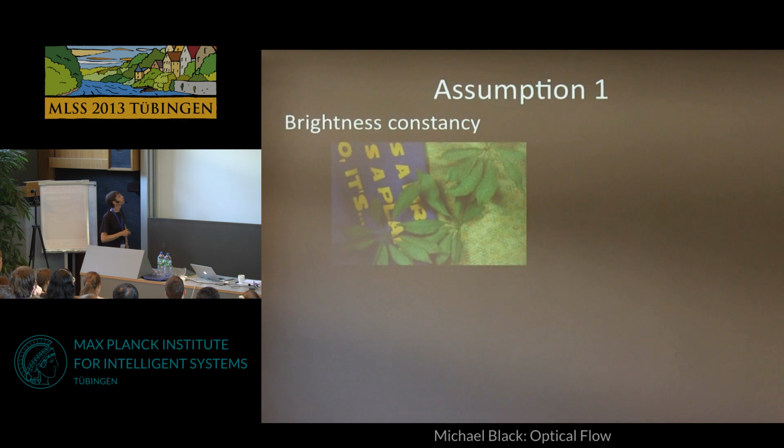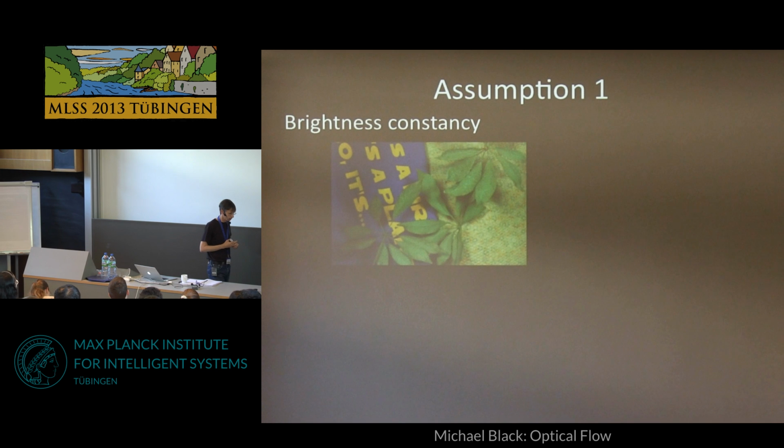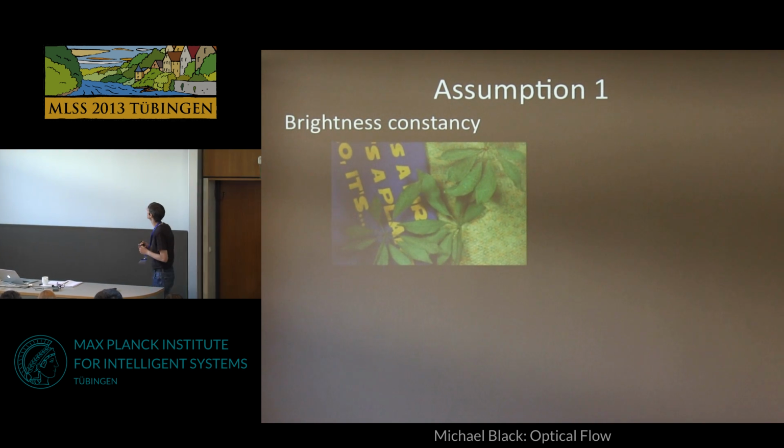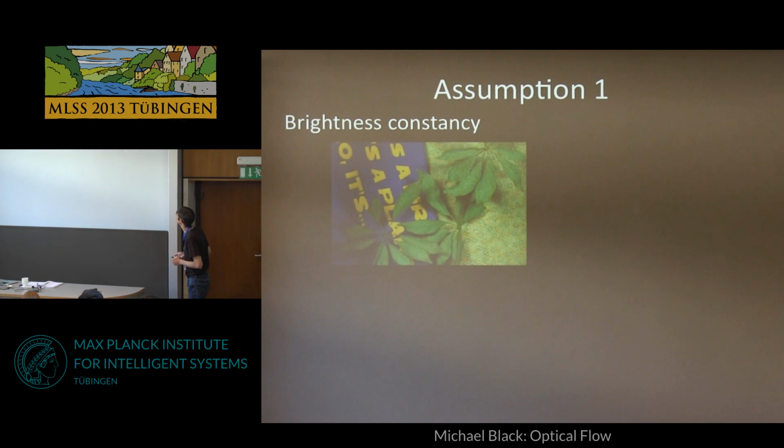But let's start with our assumptions. The first and most famous assumption of optical flow is one that's called brightness constancy. And so the idea here is, here's two frames again in a video sequence.